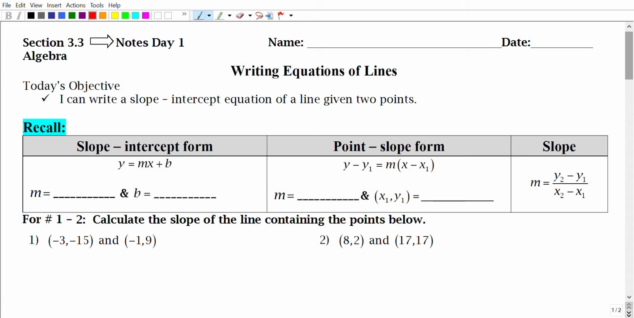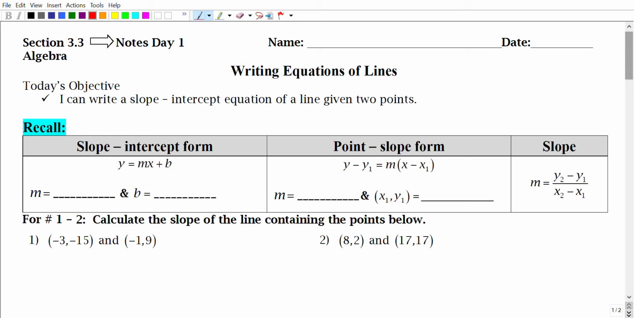Okay, this is actually section 3.3 that we're going to be going over today, which is again a continuation of writing equations of lines, except now we are looking at another set of information that we're given that will help us write that particular equation. So just to recap what we've done before, we did the slope intercept form.